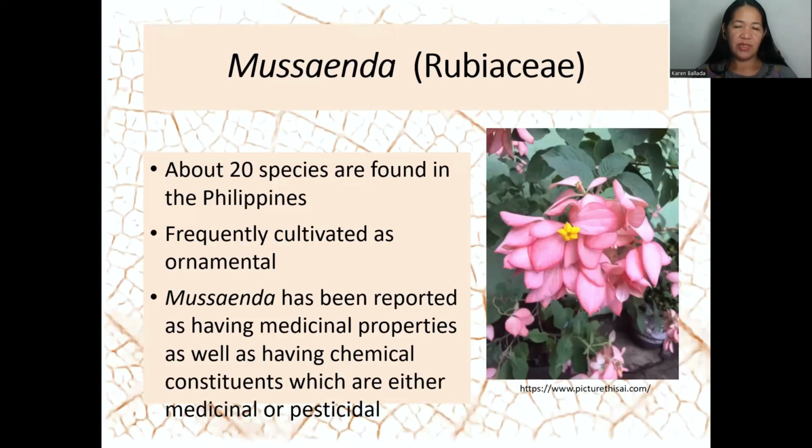Another genus is the Mussaenda. This belongs to family Rubiaceae, and there are about 20 species present here in the Philippines. As you can see in the illustration, the species in this genus are frequently cultivated as ornamentals. Other than that, Mussaenda has been reported to have medicinal properties and to have bioactive components with medicinal or pesticidal properties.